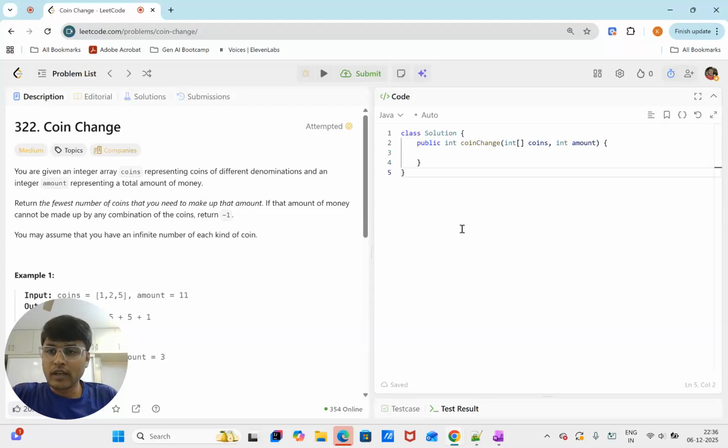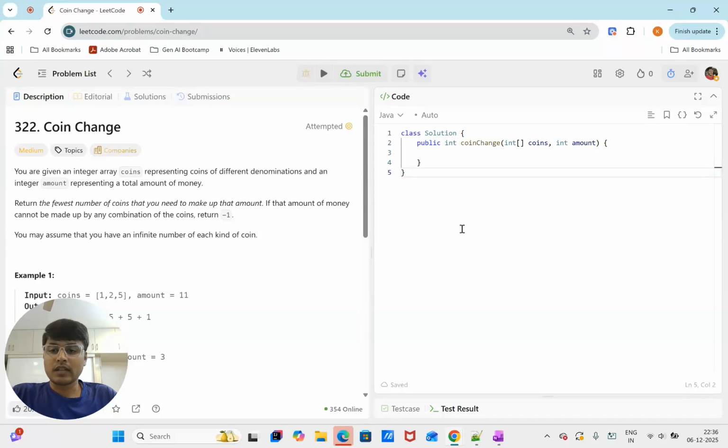So today we are looking at problem number 322, Coin Change from LeetCode. What this problem states: you are given an integer array coins representing coins of different denominations and an integer amount representing a total amount of money, and we want to return the fewest number of coins that you need to make up that amount. If that amount of money cannot be made by any combination of coins, then return -1.